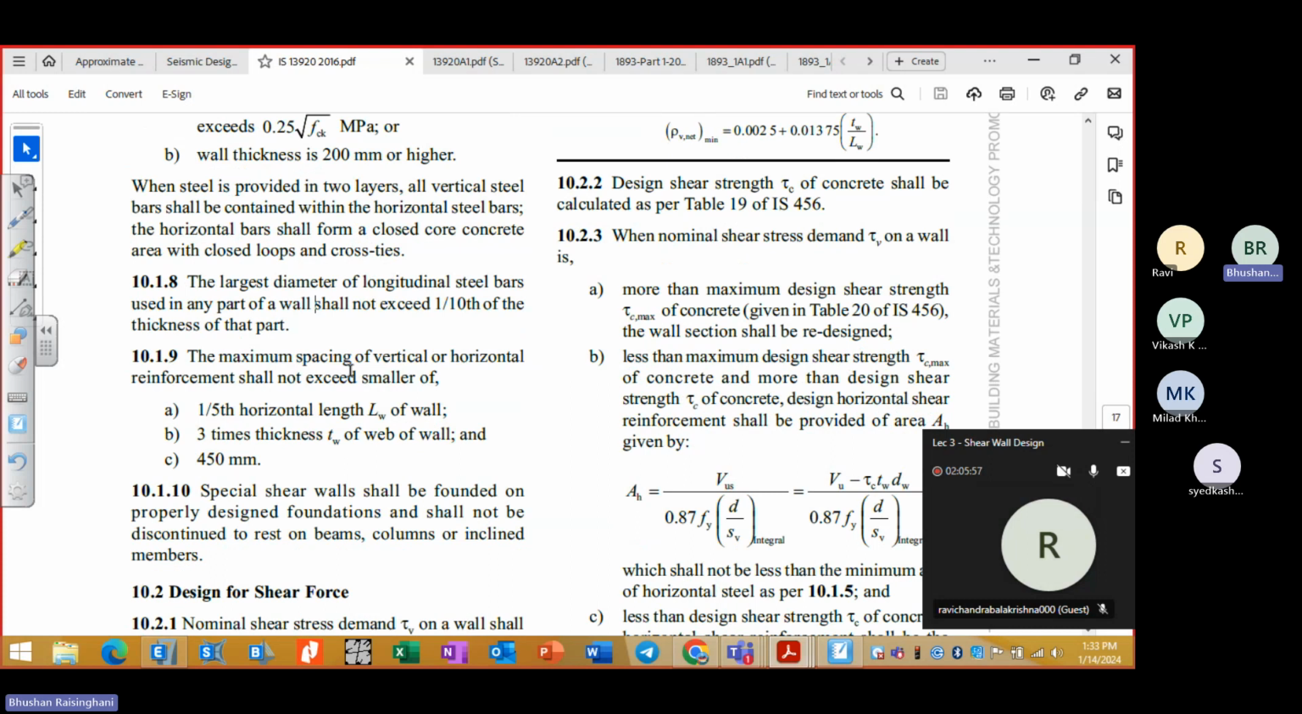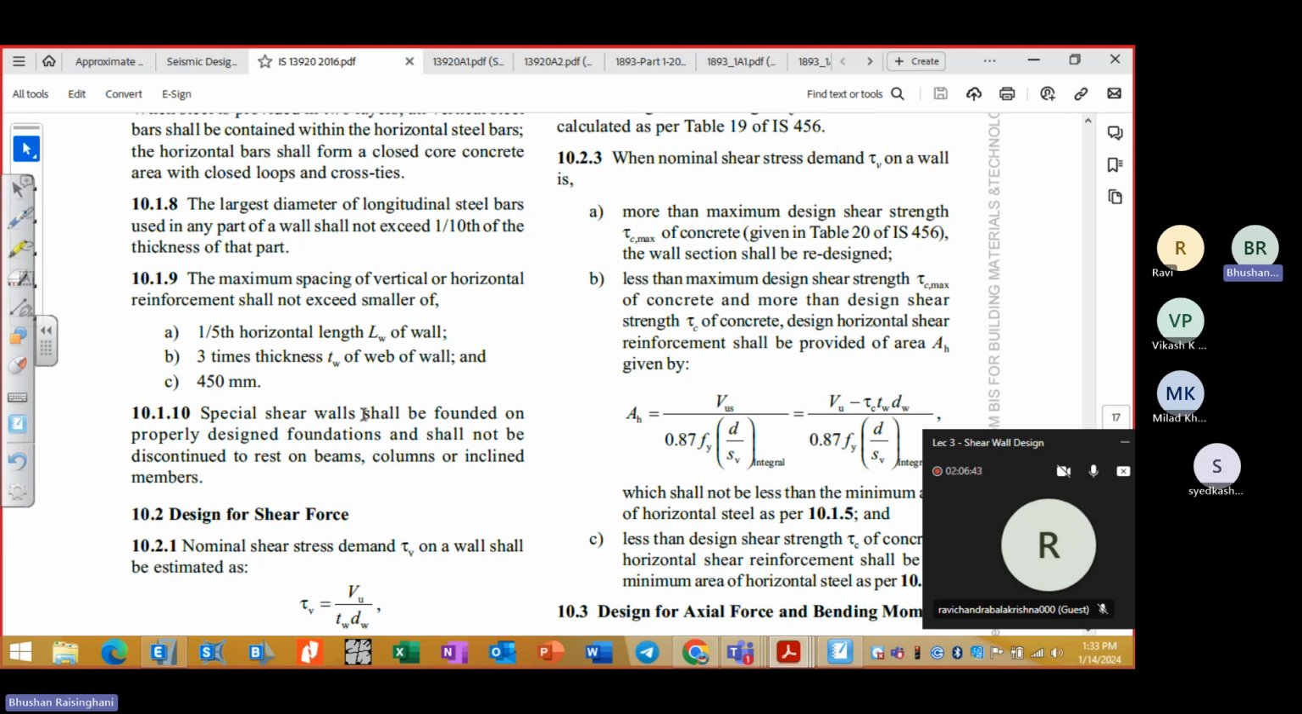So the maximum spacing of vertical or horizontal reinforcement shall not exceed the smaller of the following. Whether it is vertical or horizontal, it should not exceed 1 by 5 the length of the wall in the horizontal direction, 3 times the thickness of the web of the wall, and 450 mm. So spacing cannot be more than these 3 criteria. Whichever is the smallest of the 3, you take, and your vertical and horizontal spacing has to be detailed accordingly.